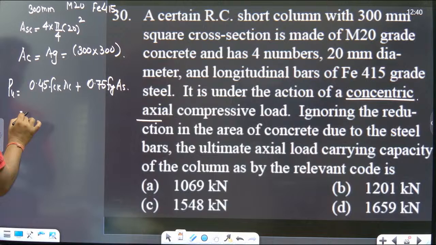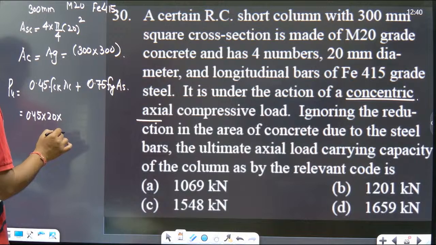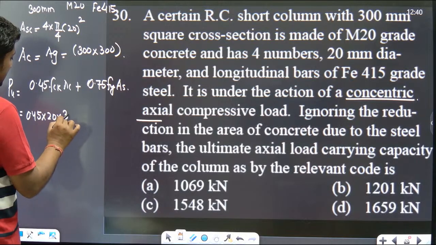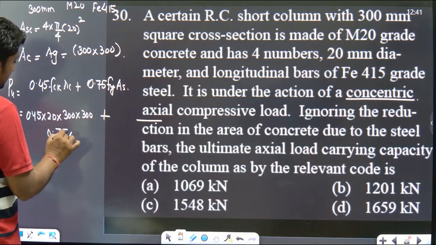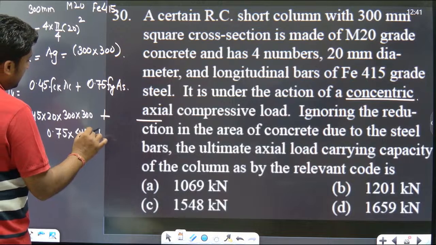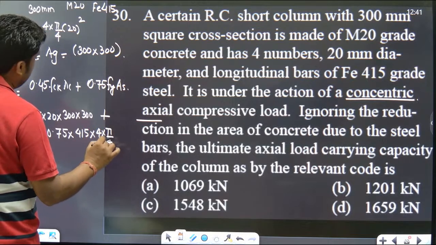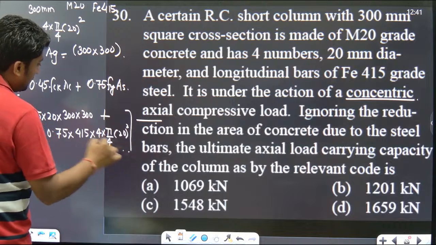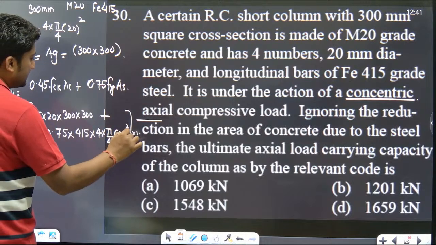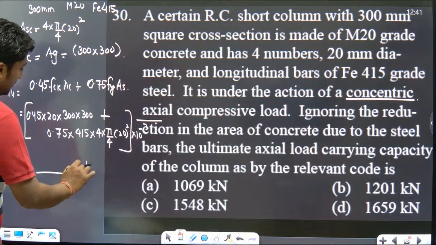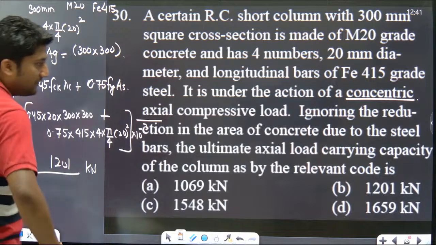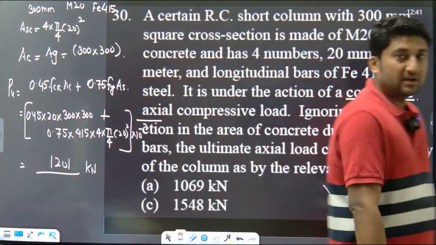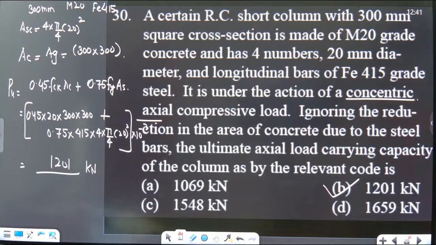So you can see the 0.45, what is the grade of concrete? Grade of concrete is 20. What is the area of concrete? Area of concrete is given as 300 into 300, plus 0.75 into, what is the grade of the steel? That is 415. What is the area of steel? 4 times pi by 4, what is the diameter? 20. In order to convert this into kilonewton, multiply by 10 to the power minus 3. So you'll get the answer in kilonewton. This is just the equation. Whenever you solve this question, the answer is 1201 kilonewton. Option B is the correct answer. Have you understood the concept? Yes or no?